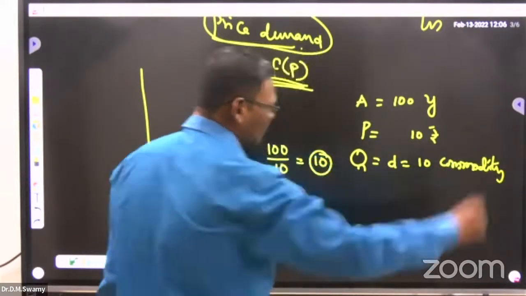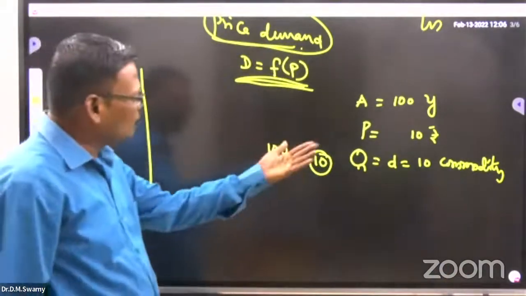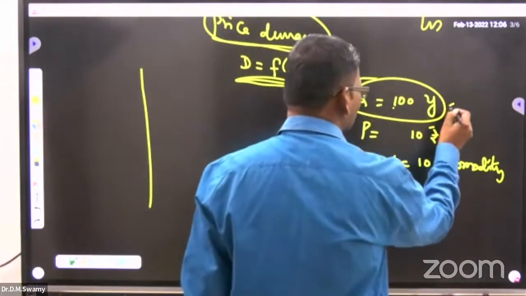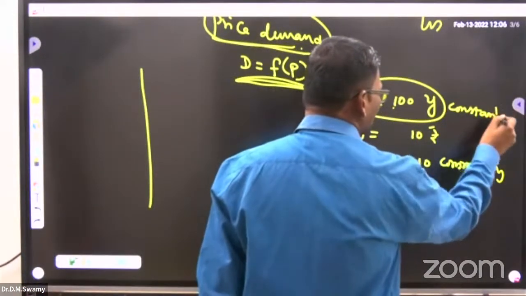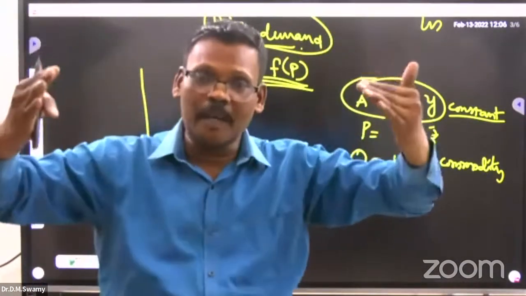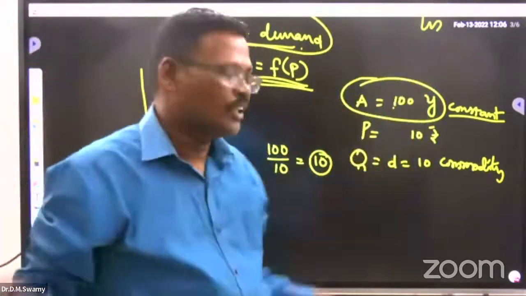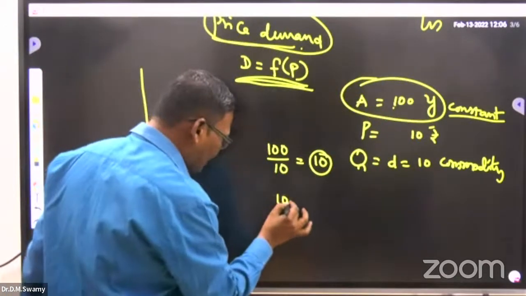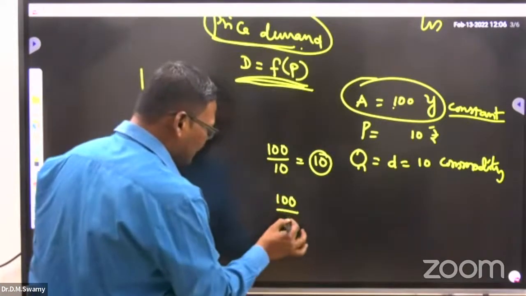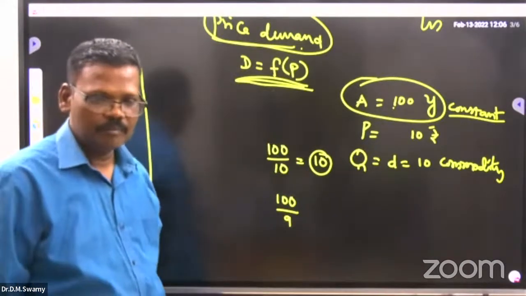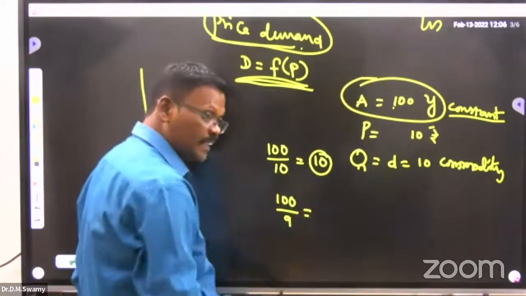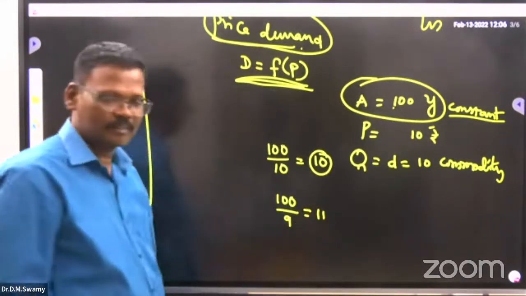So here we are assuming that your income is constant. In the price demand, we assume that other things remain constant. What are the other things? Income and other things are constant. So your income is 100 rupees, we assume it is constant. Then suppose the price is 9 rupees. For example, the price decreased. What will happen? How many goods can you purchase? 11 commodities you can purchase.